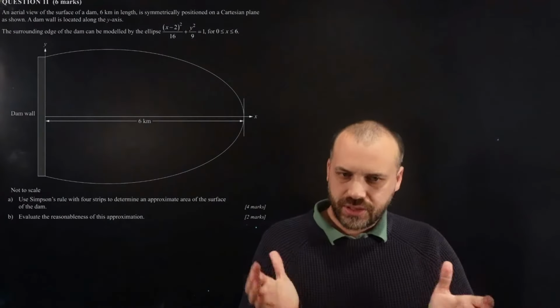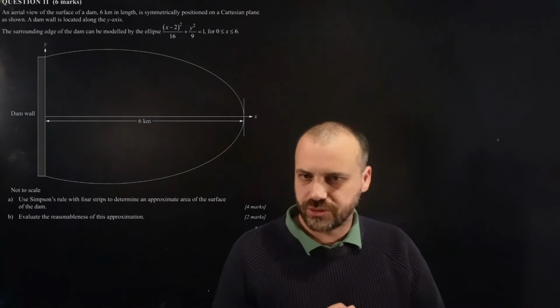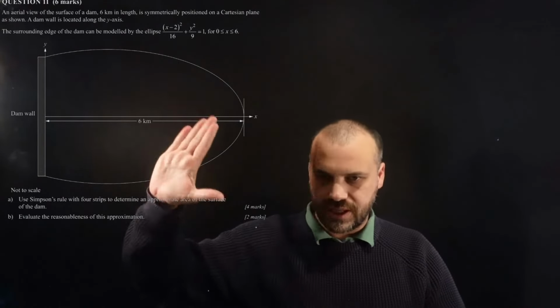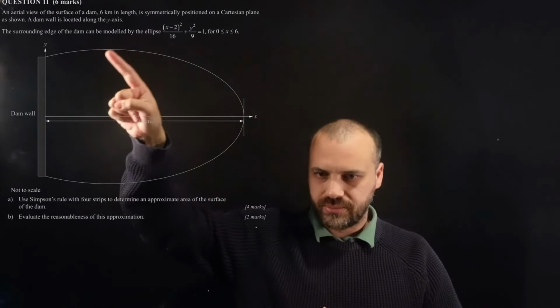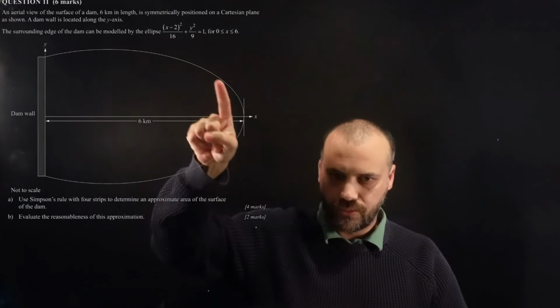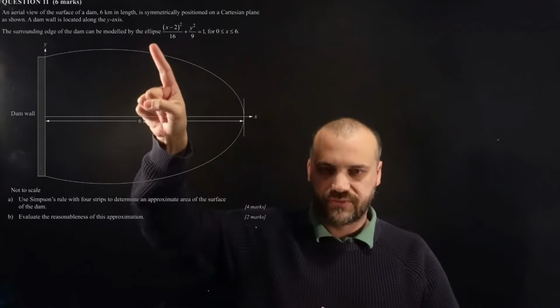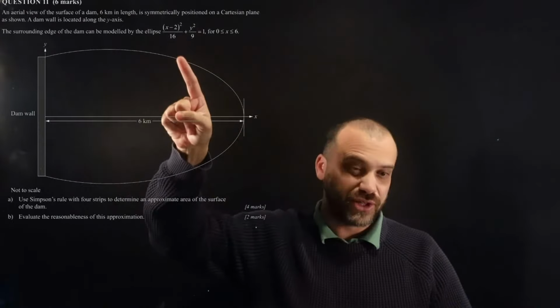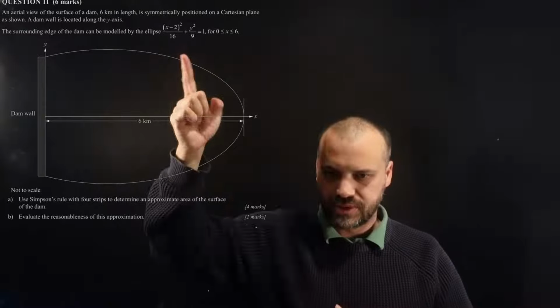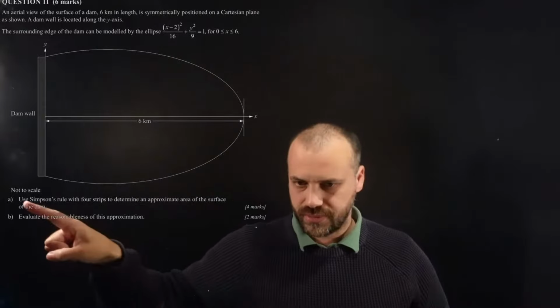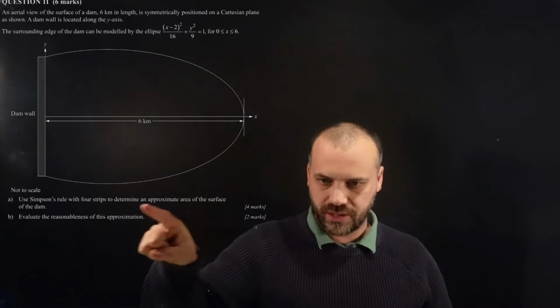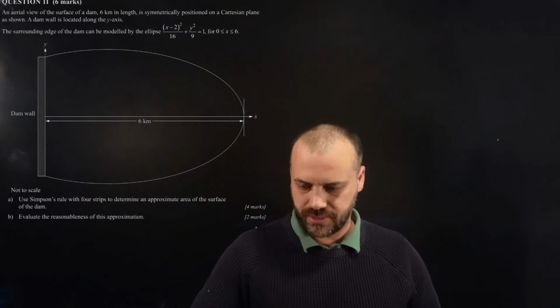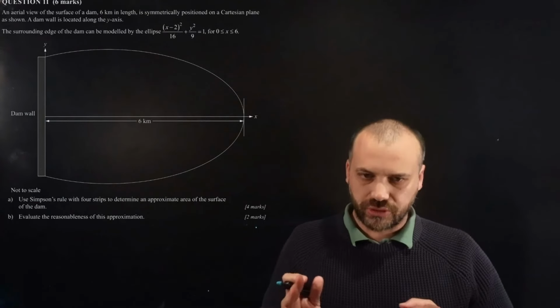Next up, we've got a fun little Simpson's rule question. We've got this dam. It's a top-down view, and it says this curve here is this function here. Not function, relation. It's an ellipse. The question is, use Simpson's rule with 4 strips to determine an approximate area of the surface of the dam. First of all, 4 strips.